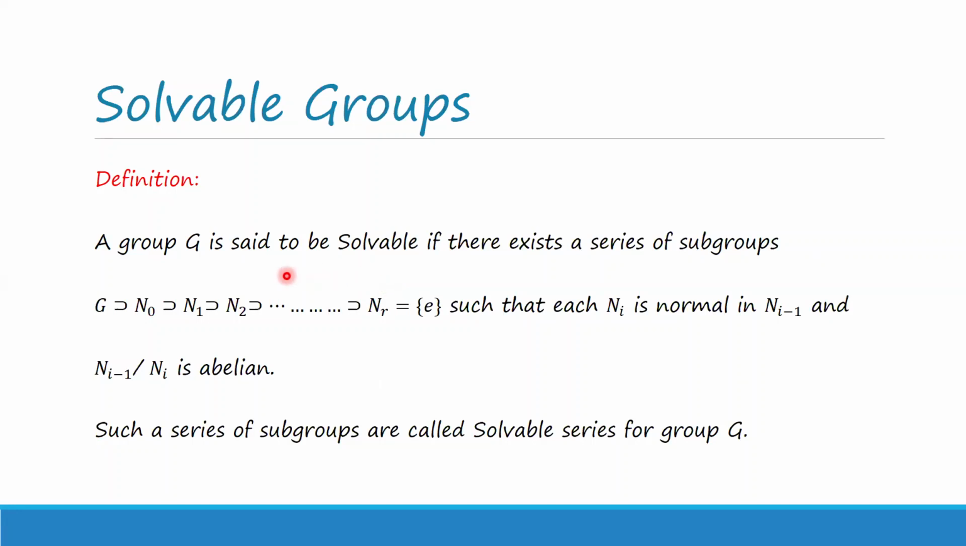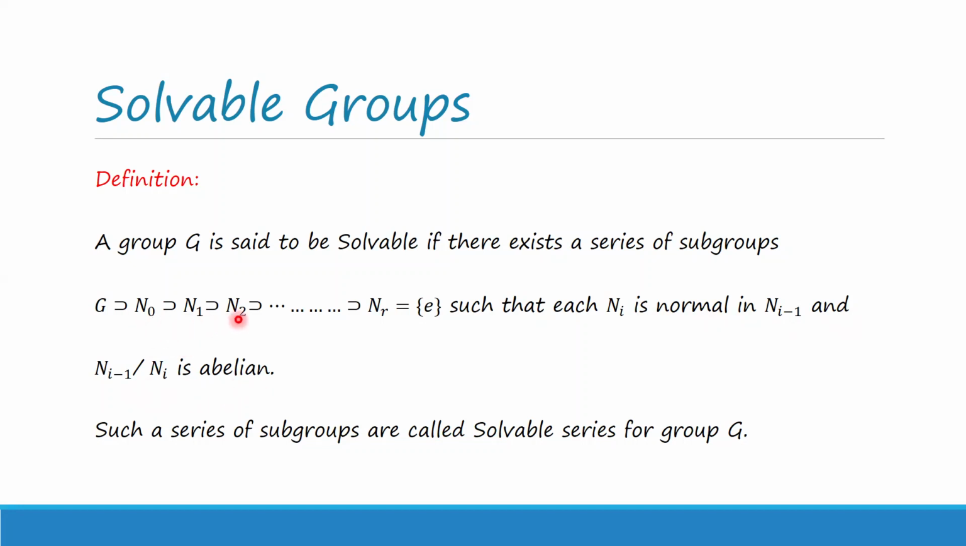Definition of solvable group. A group G is said to be solvable if there exists a series of subgroups of G such that G contains N0, contains N1, contains N2, likewise contains Nr, which is equal to the identity element E alone, such that Ni is normal in Ni minus 1 and Ni minus 1 by Ni is abelian.